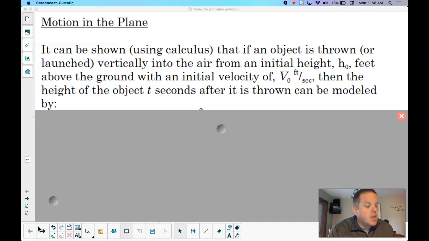So it can be shown, if we use calculus, that if an object is thrown or launched straight up vertically into the air, like if I took this Cheerio and threw it up, it would go straight up and then come straight back down if there were no wind or other factors. If I threw it perfectly straight up, it would land right below the spot where I threw it.